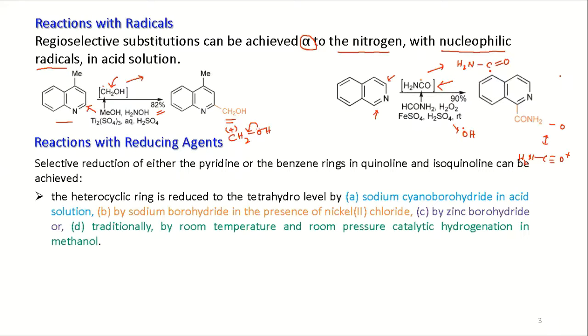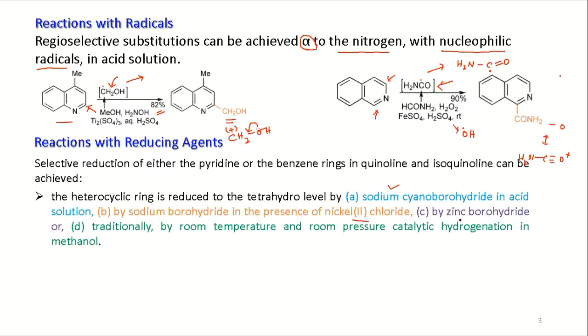by 4 routes. One is you can utilize sodium cyanoborohydride in acid solution. So this is one route: you use the excess sodium cyanoborohydride in acid solution, and that will help to reduce the pyridine ring. Second is sodium borohydride in the presence of nickel(II) chloride. That will also help in the reduction of the pyridine ring.